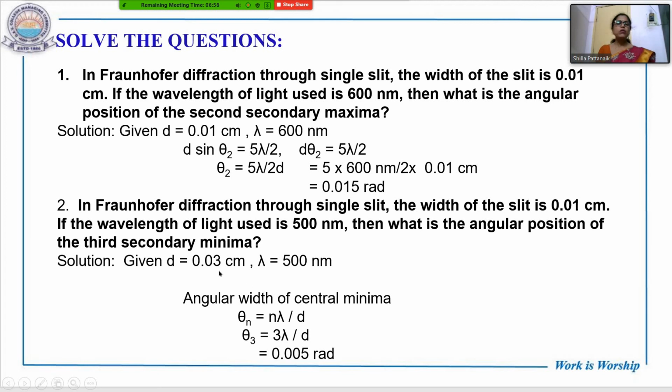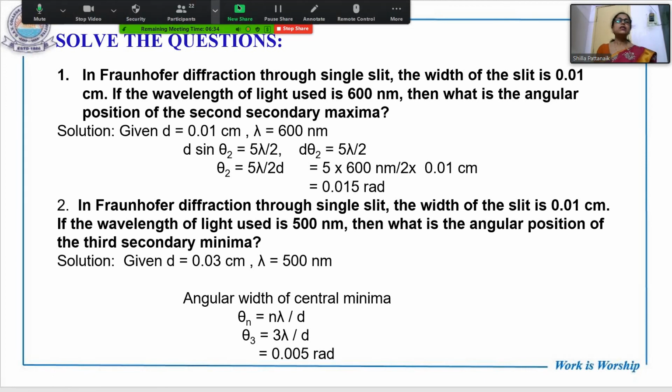So put the values here. Convert into meter. 500 nanometer means 500 into 10 to the power minus 9 meter. 0.03 centimeter means 0.03 into 10 to the power minus 2 meter. Put the values here. You all know how to solve this question. Only the approach is required. Your approach should be correct. Formula should be correct. Clear?